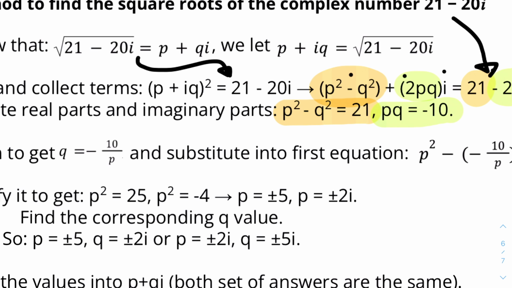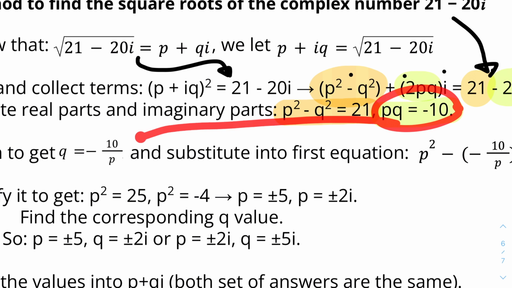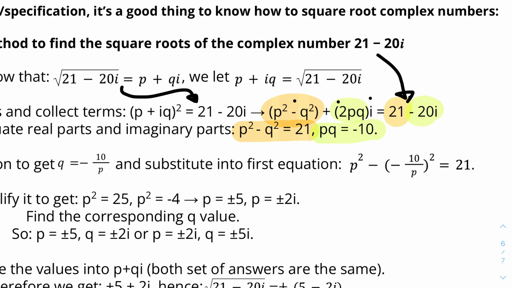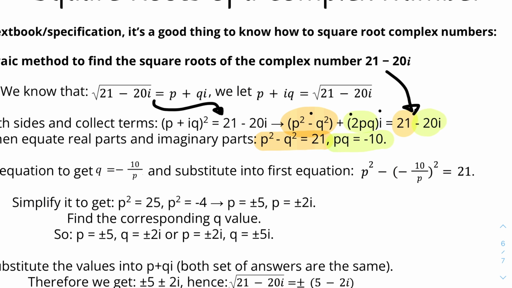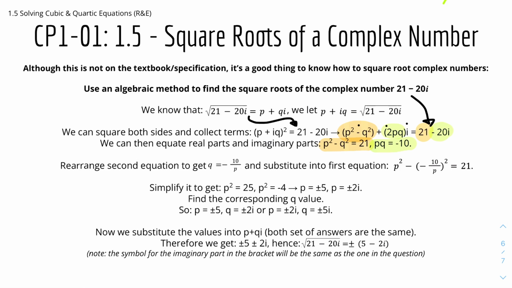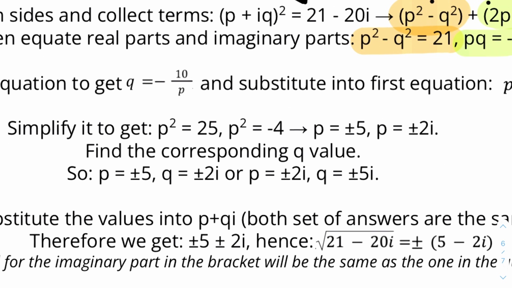So we can rearrange the second equation to get q equals minus 10 over p, and we can substitute into the first equation. So p squared minus q squared, where q is minus 10 over p, so it's minus (10 over p) squared, equals 21. And therefore we can solve for p by rearranging and solving for terms. So you get p squared equals 25 and p squared equals minus 4. Solving that gets us p equals plus or minus 5 and p equals plus or minus 2i. And we can find the corresponding q value. If p equals plus or minus 5, q will be equal to minus or plus 2. If p is plus or minus 2i, q is minus or plus 5i.